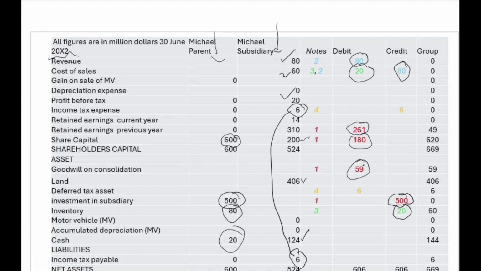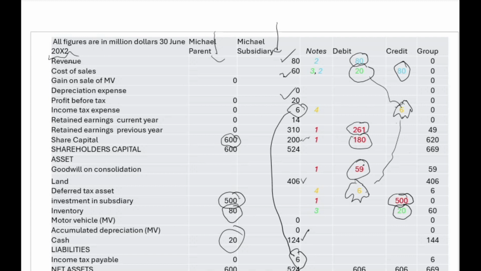Because of this, there is a tax effect, and there's tax application because cost of sales increases and income tax expense decreases, that's 6 million. Therefore, this income tax expense has to be deferred until the inventory is sold by the group to an outside party and earns profits. So those are the entries.